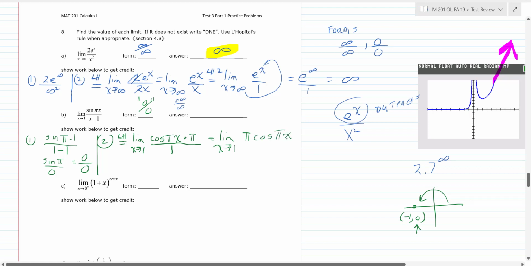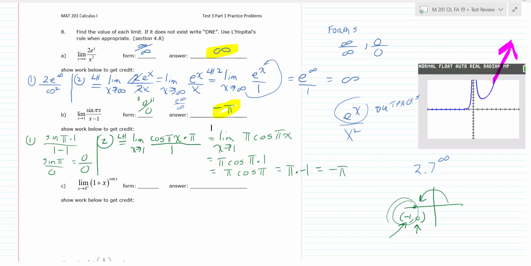Now I'm just going to plug the 1 in and calculate and see what happens. So I got pi cosine pi times 1, which is equal to pi times the cosine of pi. If you look at the unit circle, the cosine is the x value, so you would get pi times -1, which is negative pi. So the answer to that problem appears to be negative pi. Let's take a look at this on the graphing calculator to make sure.